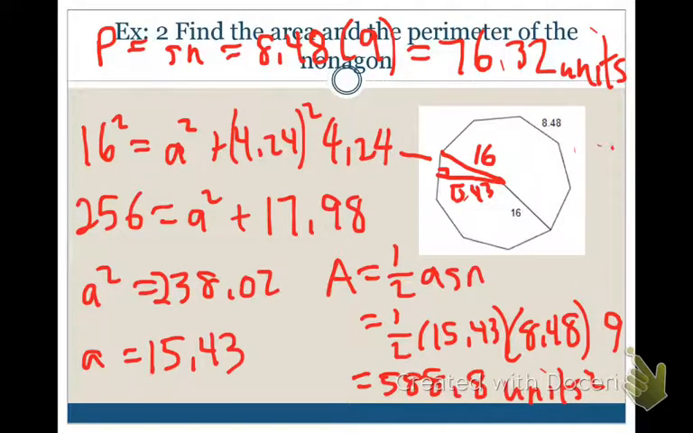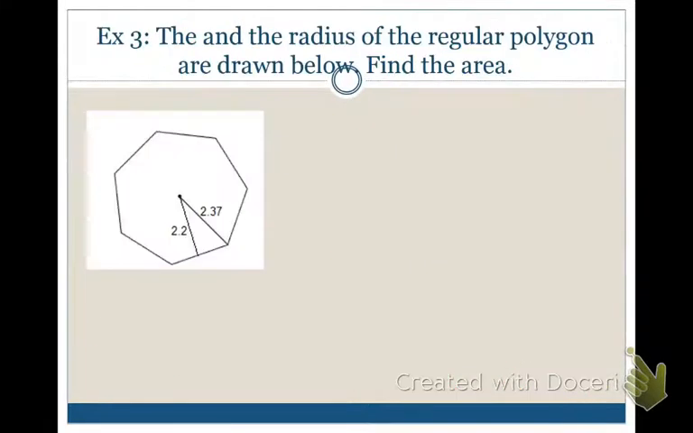No questions, okay? Let's see how we did. Oh, they didn't give the answers. Okay. So then we have the radius and this should say the apothem. The word is left out there. That should say the apothem and the radius of the regular polygon are drawn below. Find the area.